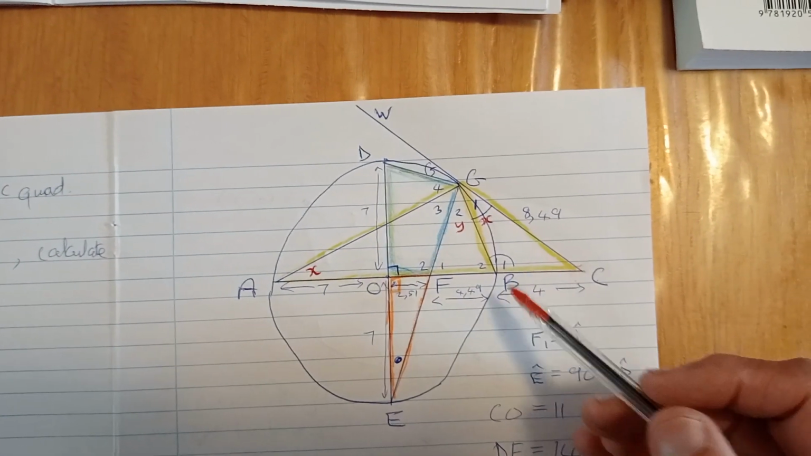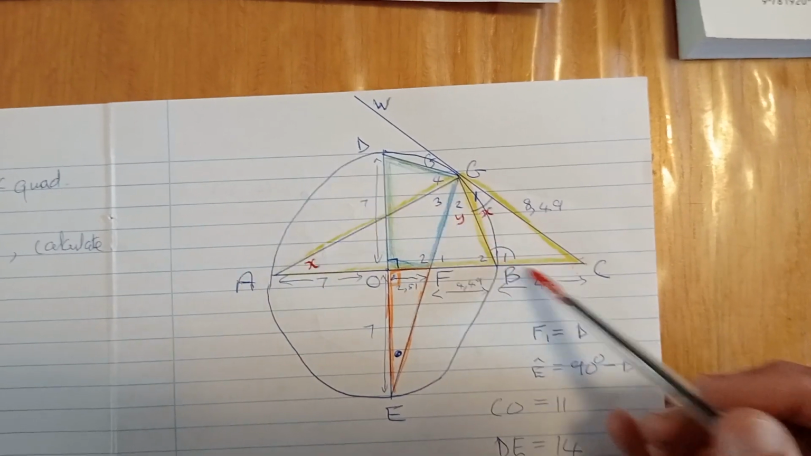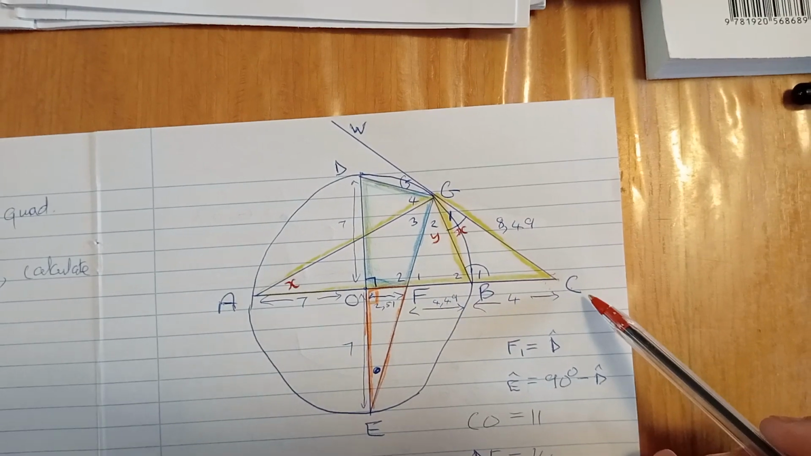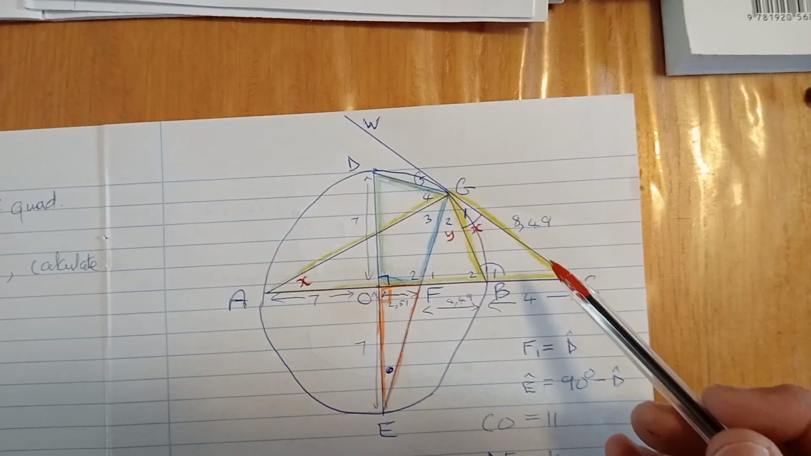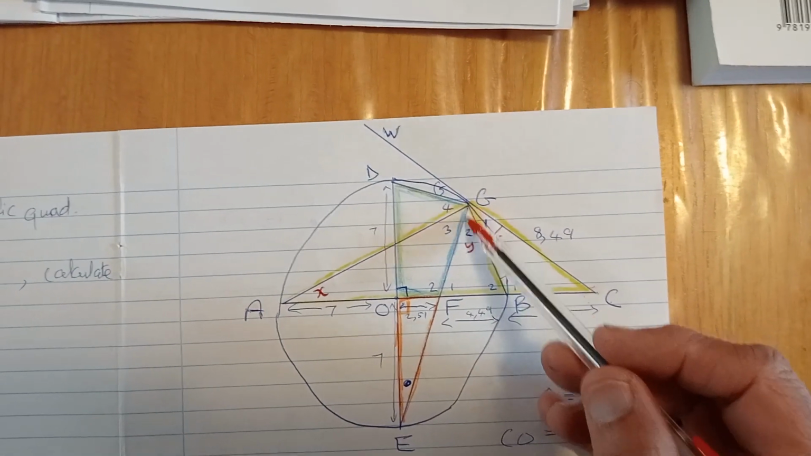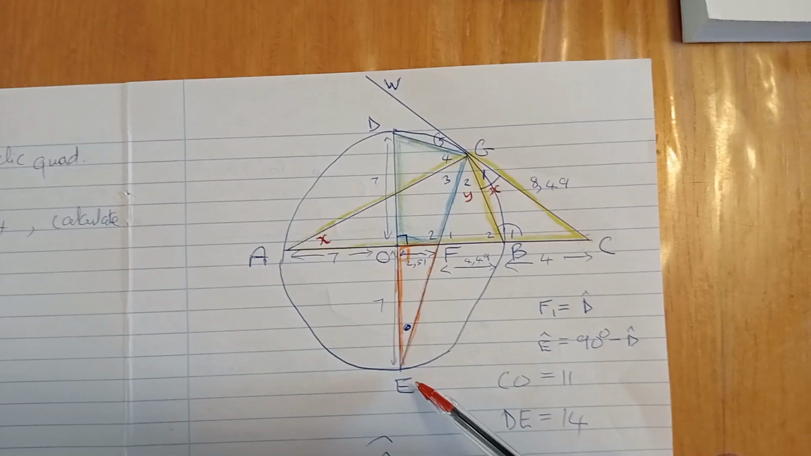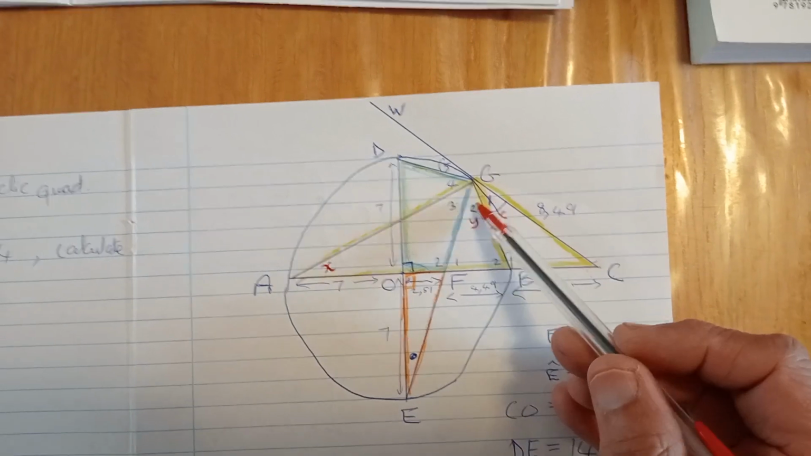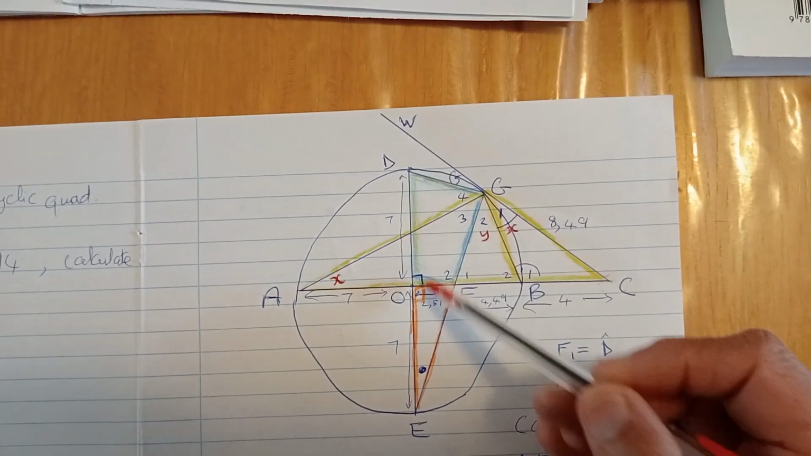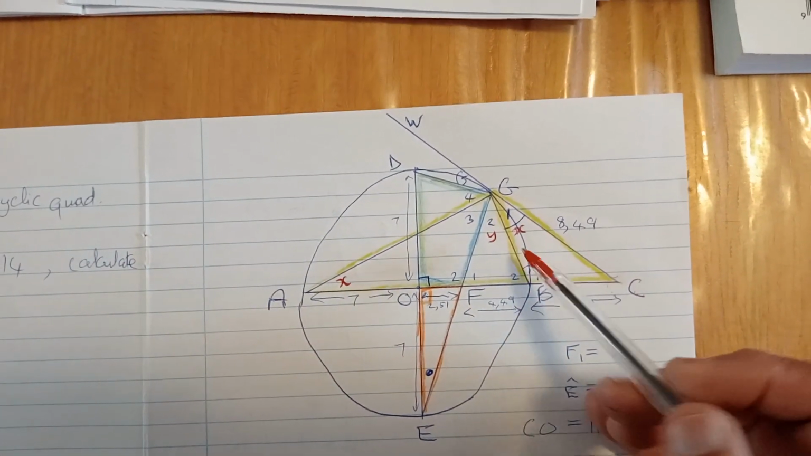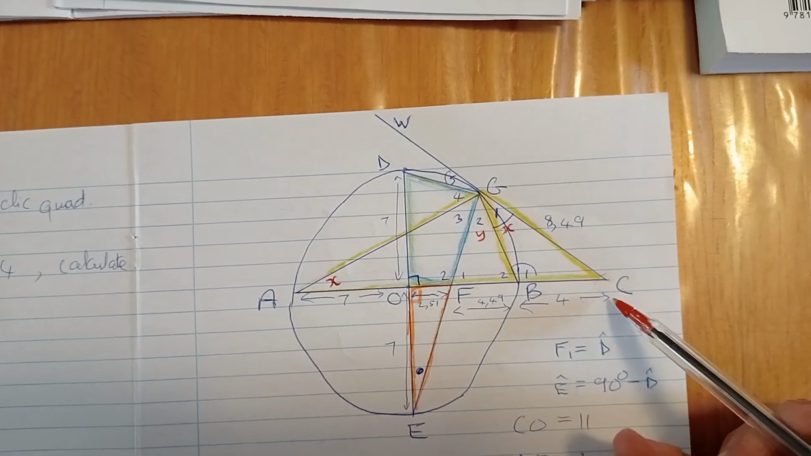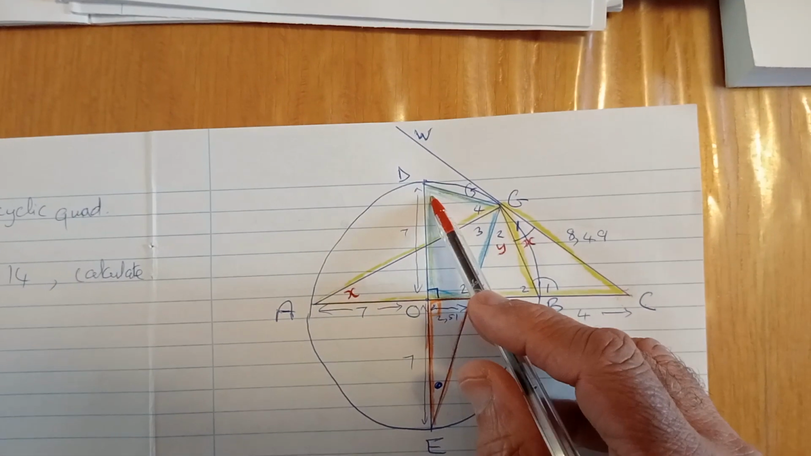And we'll see here that GC is a tangent to the circle, and therefore the angle between a tangent and a chord, there's a chord, GC. The angle between the tangent and the chord is equal to the angle in the alternate segment. So in other words, this angle FGC must be equal to angle D.